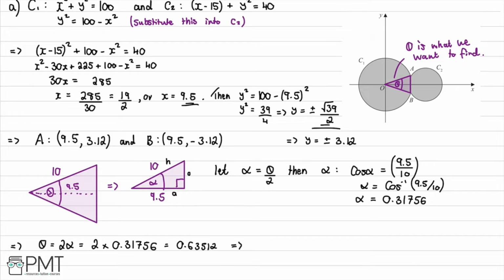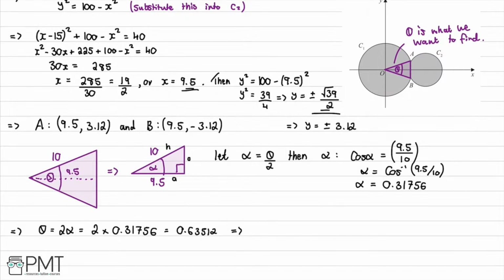So therefore, we'll just write a little concluding statement, because in the question they refer to it as the angle AOB. So we'll do the same. So we'll put, therefore, the angle AOB is equal to, now we'll round the value to 3 significant figures, which is 0.635, and we'll write as required, as this is what the question asks for. So as required. So this question has now been completed.